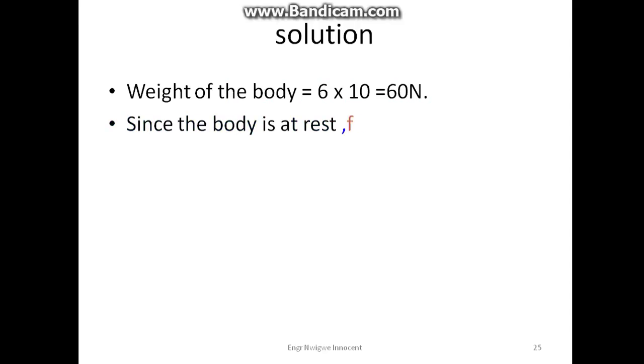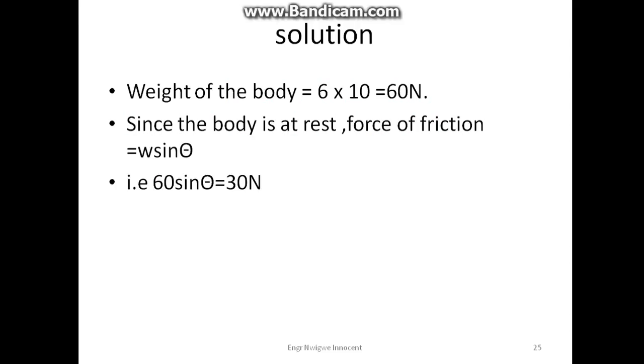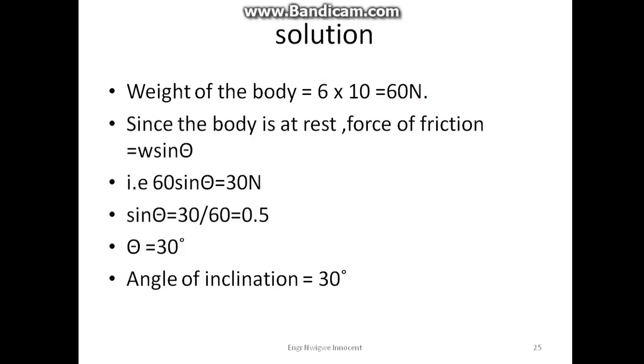Since the body is at rest, the force of friction is equal to weight times sin theta. That is, 60 sin theta equals 30 Newton. Sin theta is equal to 30 over 60, which gives us 0.5. Sine inverse of 0.5 to get theta gives us 30 degrees. Therefore, the angle of inclination is 30 degrees.